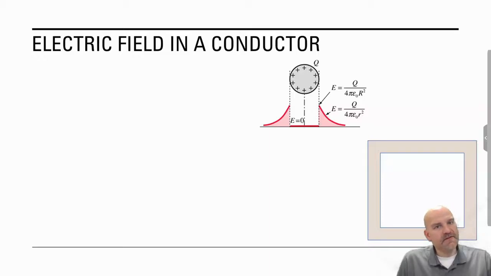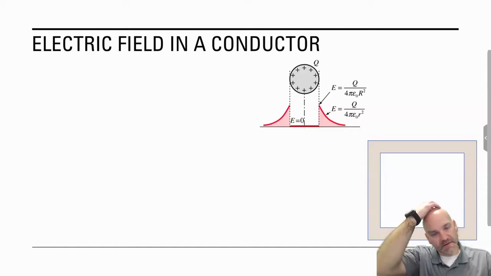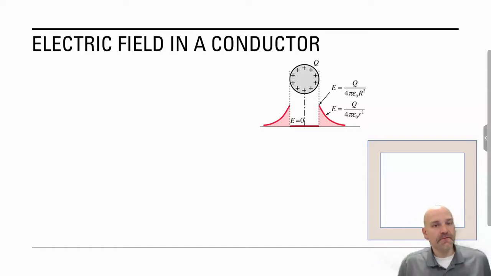Hi, welcome back to AP Physics C, Electricity and Magnetism, Unit 2, Conductors, Dielectrics, and Capacitors. So the first topic is going to be focused on conductors, and what we're going to do is break this into two separate videos, one focusing on the electric field, and then the other focusing on the electric potential. So let's get started talking about electric field in a conductor.